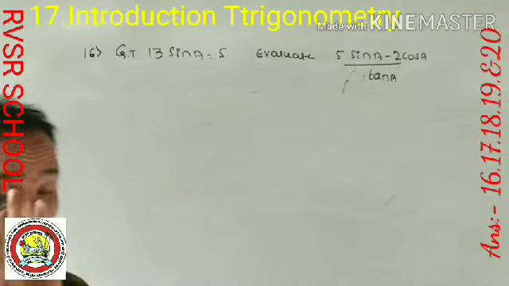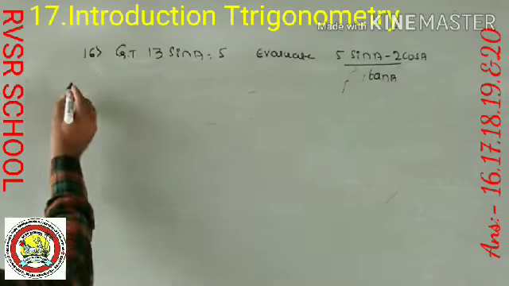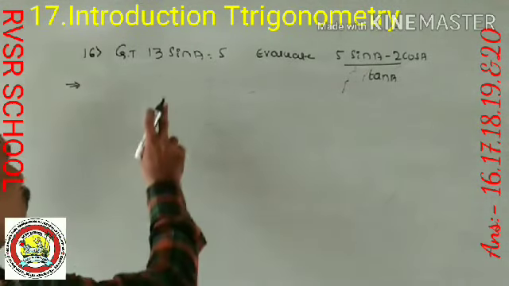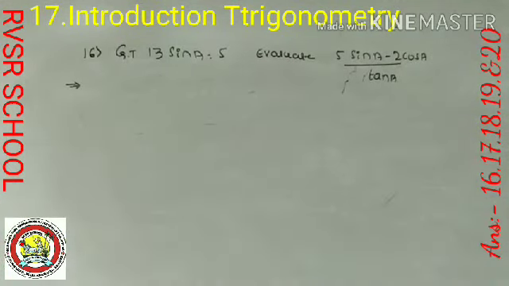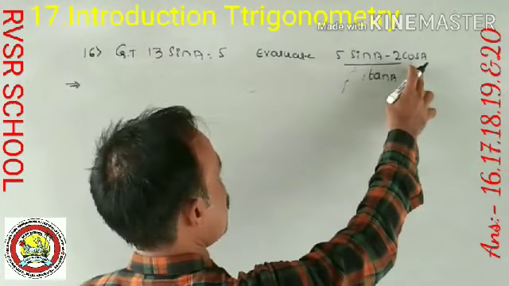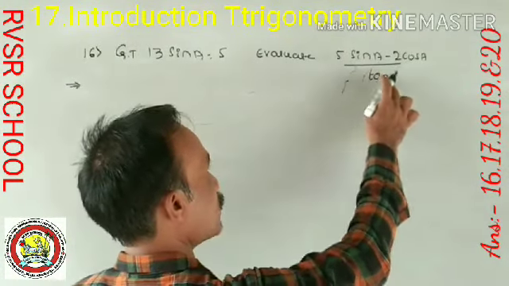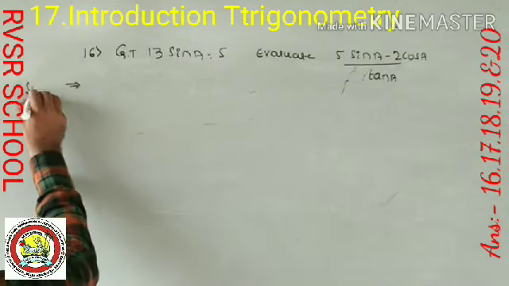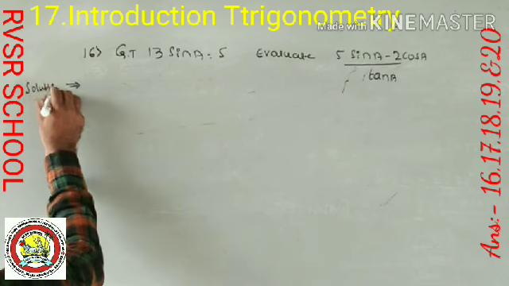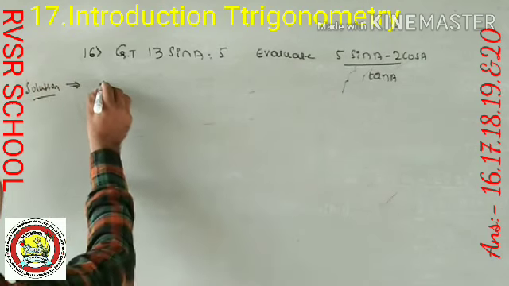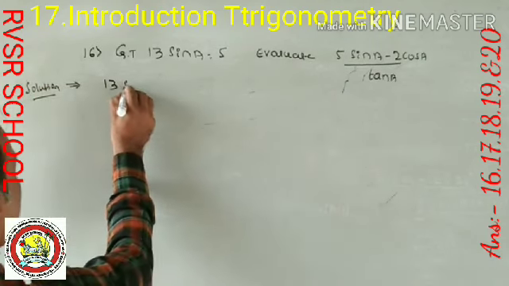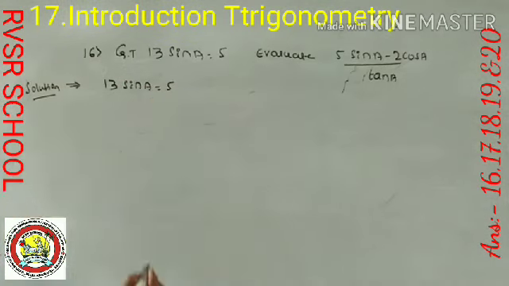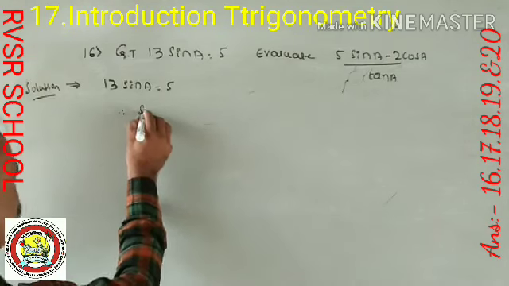So this is the given question. What is given? 13 sin A is equal to 5. By using this condition, find the value of cos A, sin A also, and tan A, and replace all the values. Solution: given that 13 sin A is equal to 5. Therefore, find the value of sin A.